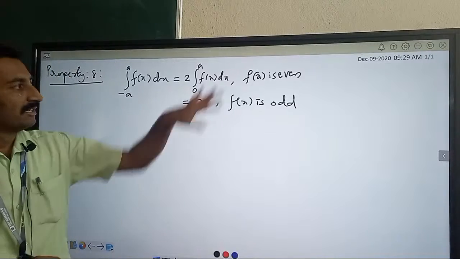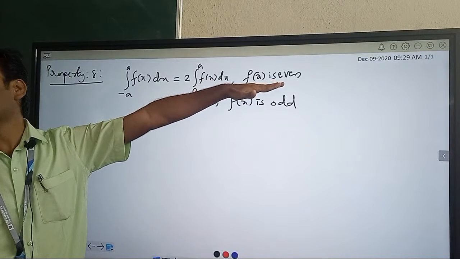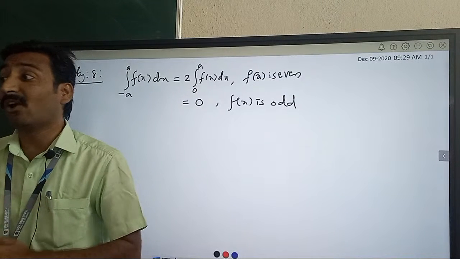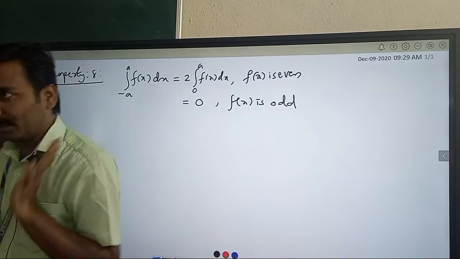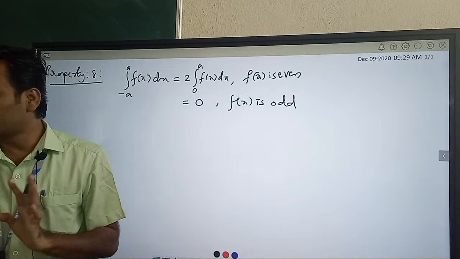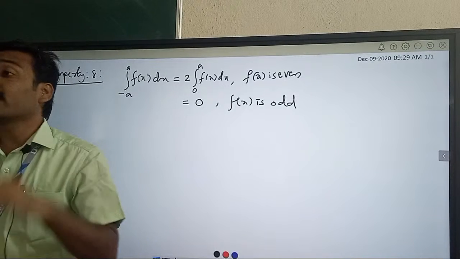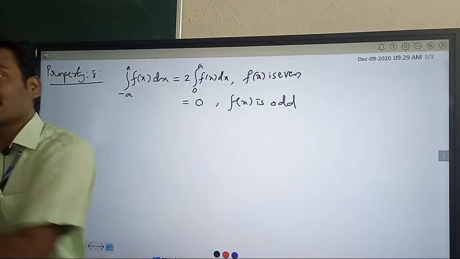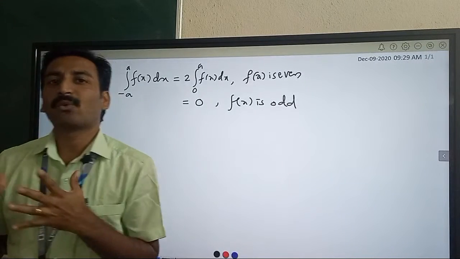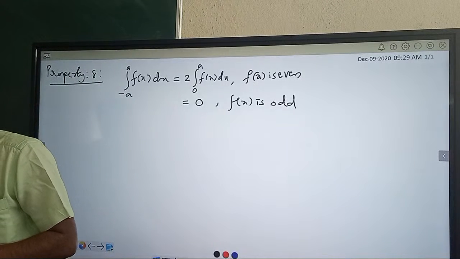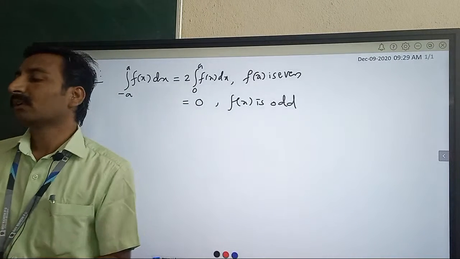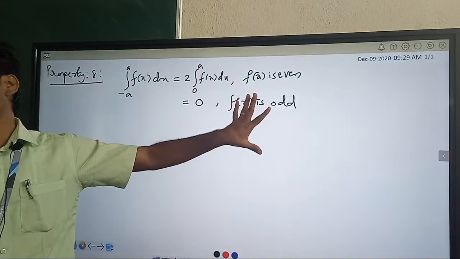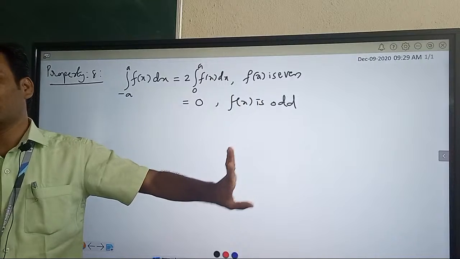Look at this. In property number 7 you are not talking generally about even and odd. For any function, if it happens that f of 2a minus x equals f of x, or sin of pi minus x equals sin x, cos of pi minus x equals minus cos x, then we have to directly make use of that. But here they are specifically talking about even and odd only.